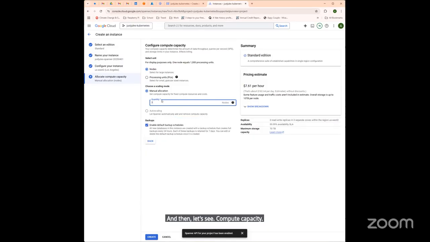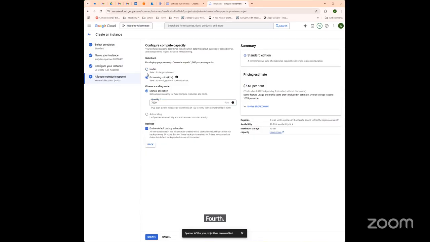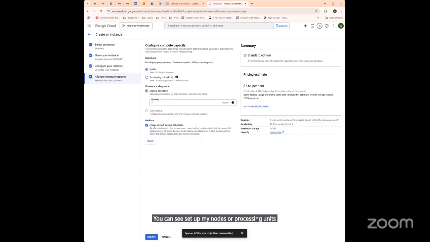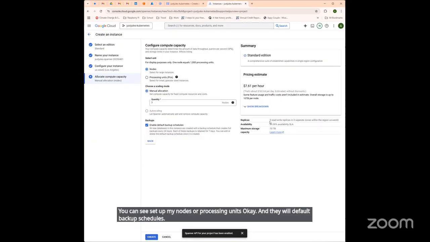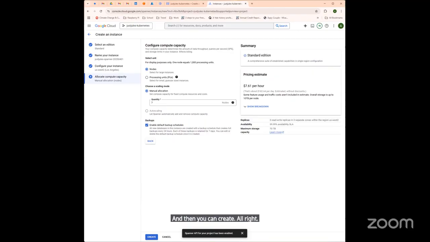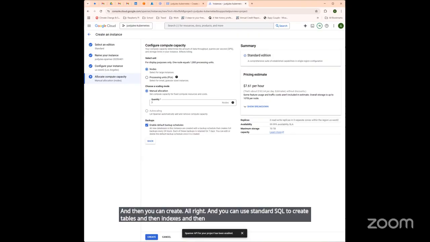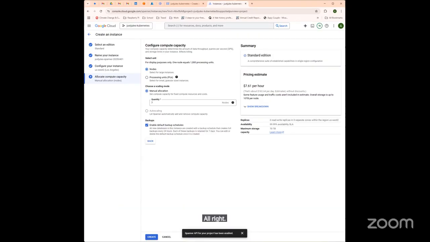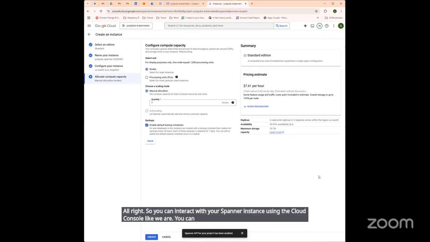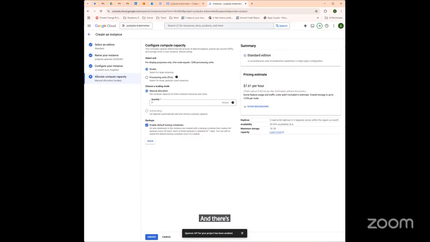You can see it set up by nodes or processing units. Enable default backup schedules, and then you can create. And you can use standard SQL to create tables and then indexes and then foreign key constraints. So you can interact with your Spanner instance using the Cloud Console, like we are. You can use client libraries or the Google Cloud CLI, all while relying on automatic backups, replication, and scaling behind the scenes. And there's built-in security and IAM integration.